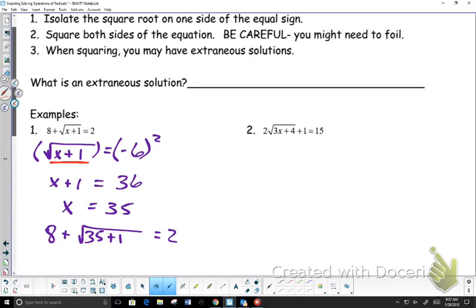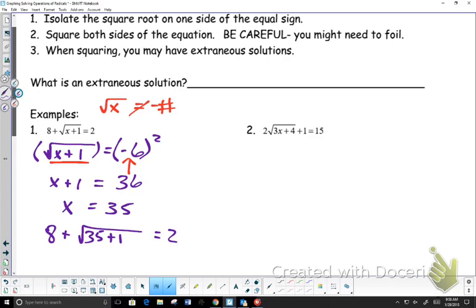When I was going to take the square root of x plus 1, there's no way that was going to spit out a negative number. In other words, the square root of anything is never going to be any type of negative number. So that would be an example of your extraneous solution. It's not going to happen, but because we squared it, it allowed us to come up with an answer that really does not exist. Okay?